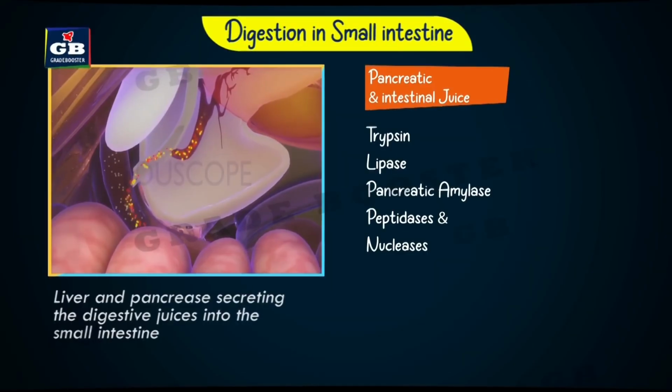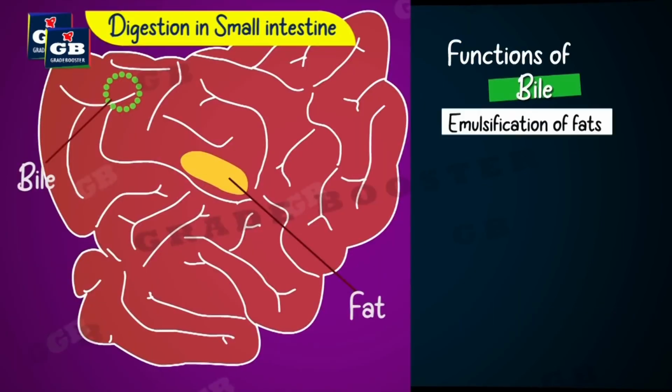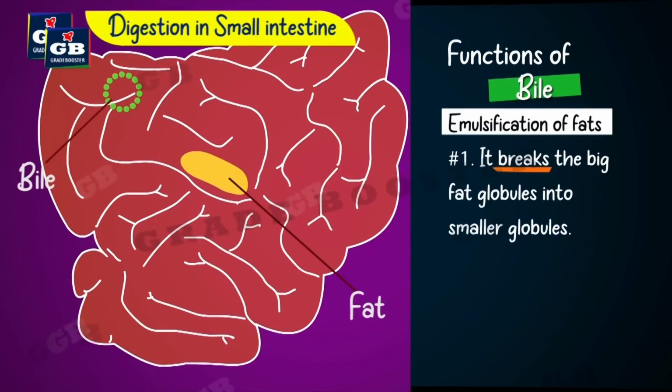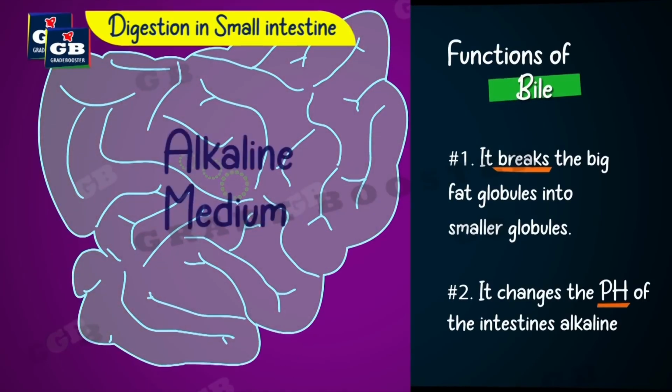The bile juice that comes from the liver does two important jobs. 1. Emulsification of fats means converting the bigger fat droplets into smaller fat droplets. By doing this, the surface area of the fat droplets increases. Due to increased surface area, enzymes can digest these fat droplets more efficiently. The second job of bile is to make the intestinal pH alkaline. In the small intestine, an alkaline medium is required for the digestion of carbohydrates.